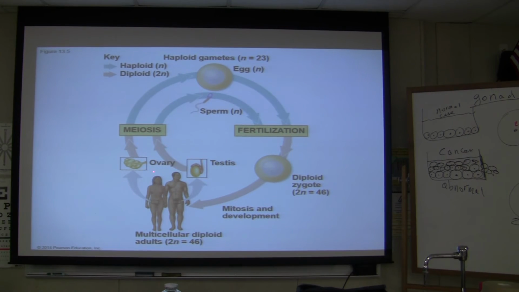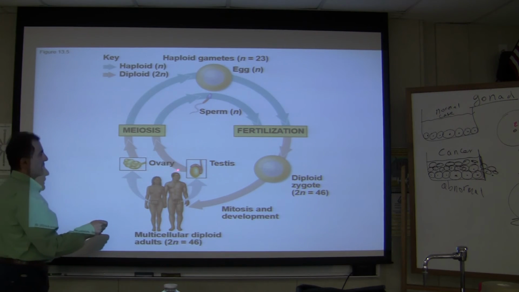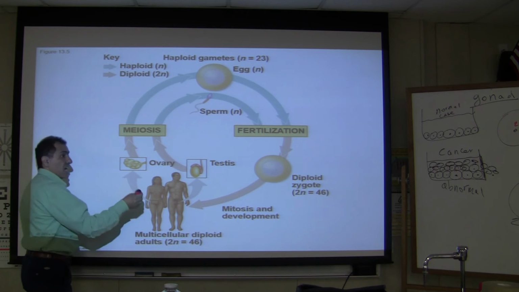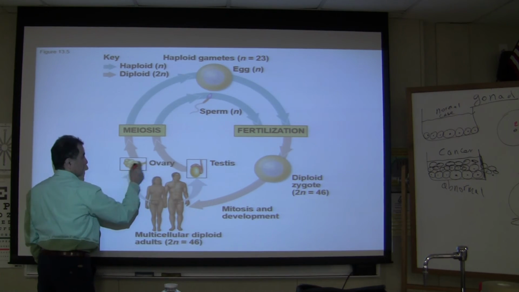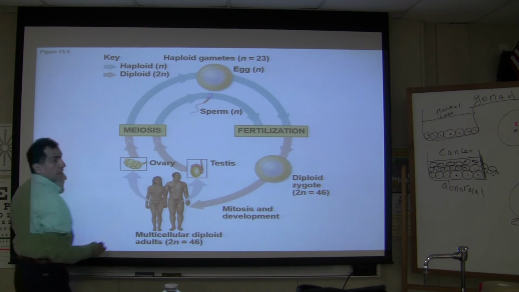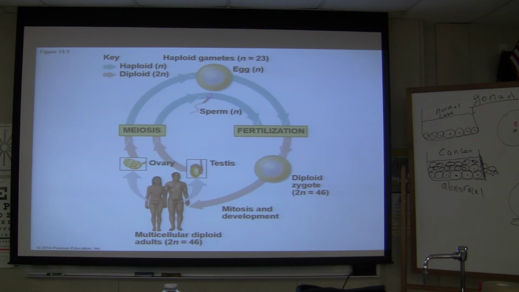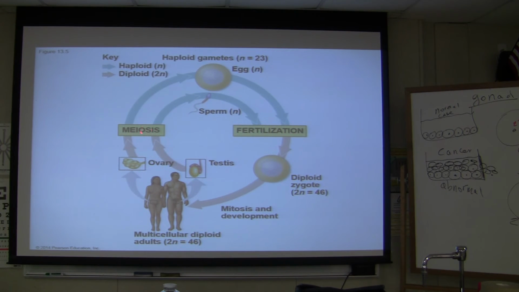Okay, the general name for ovary and testes is gonads. So, where in our body does meiosis occur? Right? In the gonads. Am I making some sense? So, ovary makes what? By the process of meiosis, what does the ovary make?